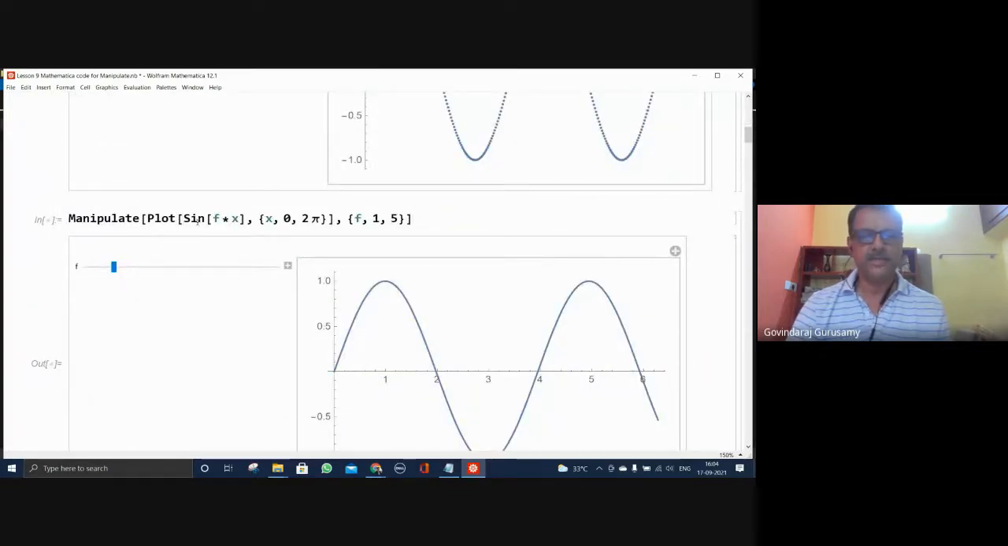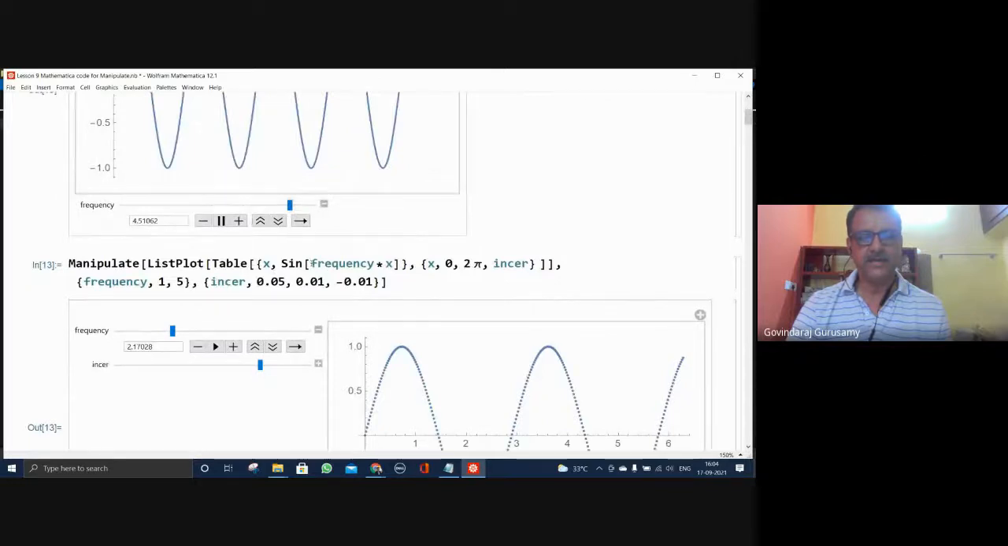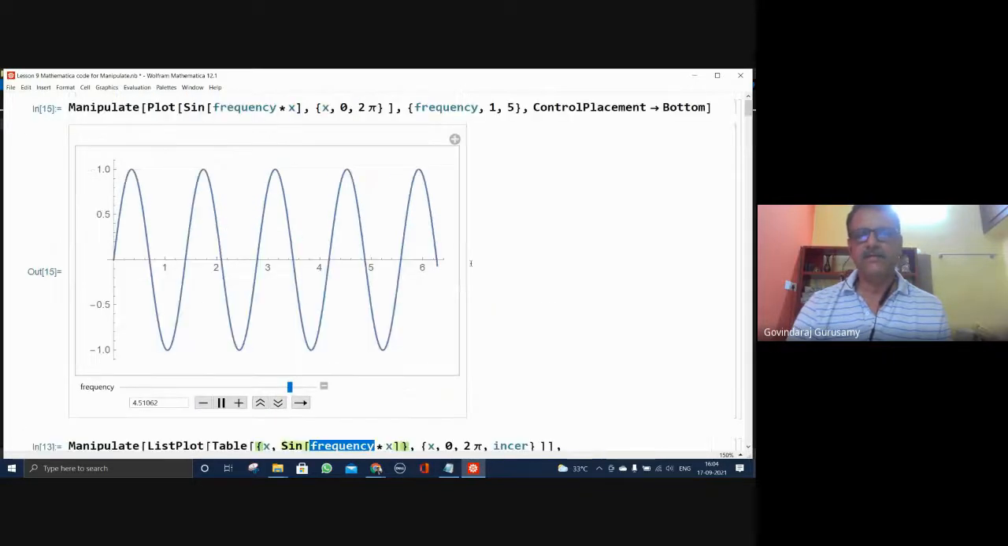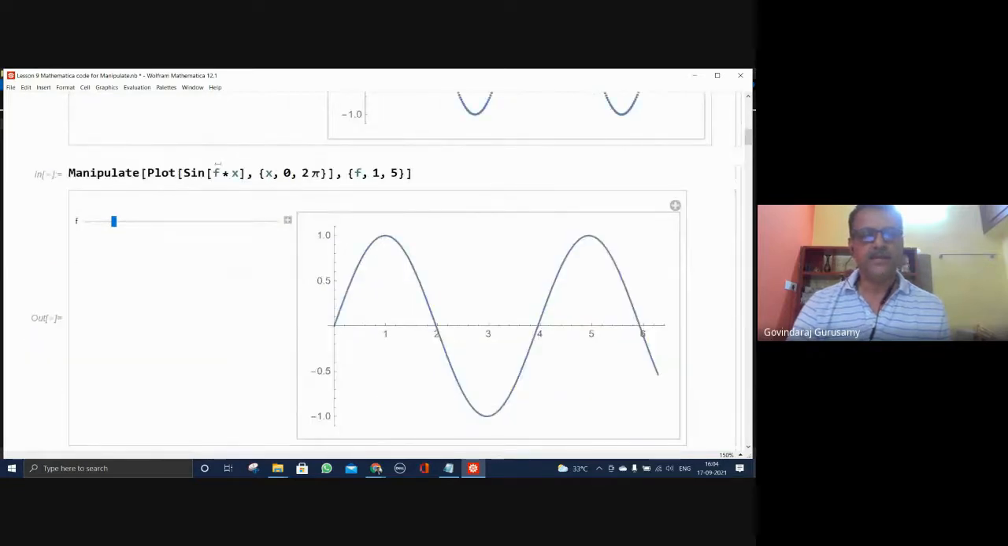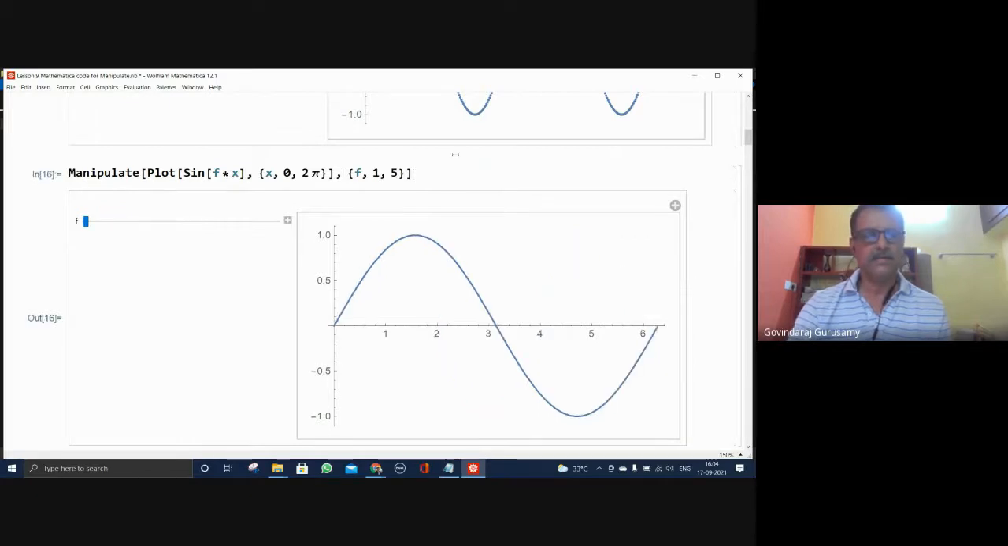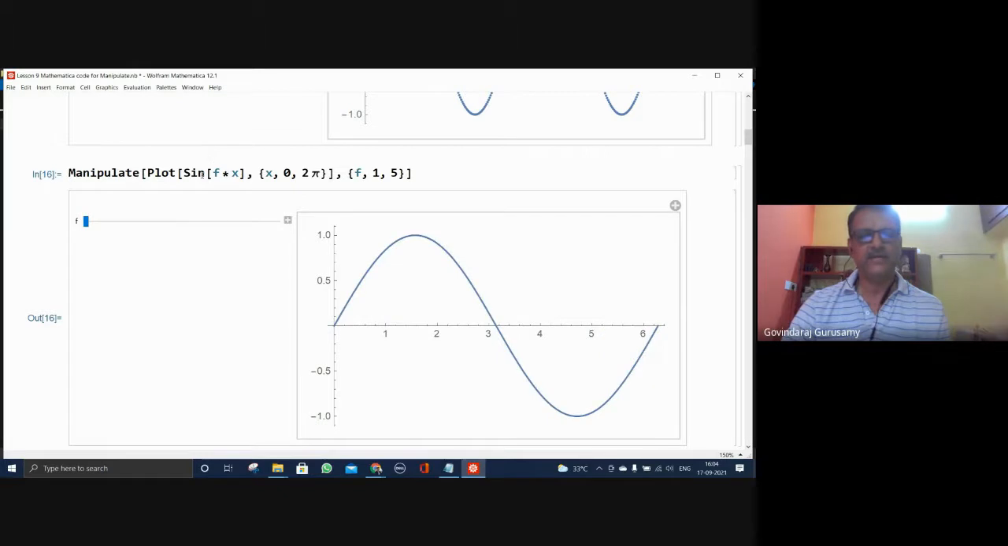So now this is again Manipulate. Well, you can see here the difference. Frequency I have written here. That is what your manipulate variable is. Suppose I write f times x, well, there is no problem at all. You get the same results as what has been done, but instead of frequency, I have an f.